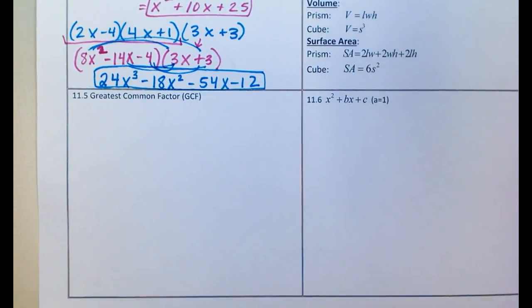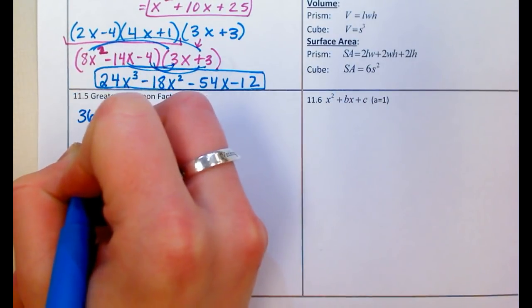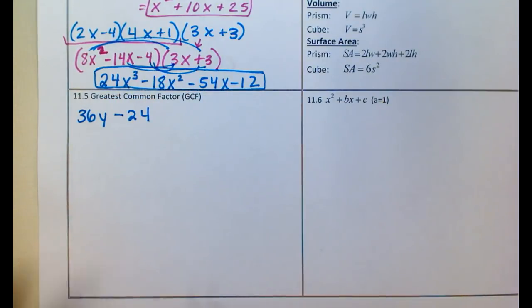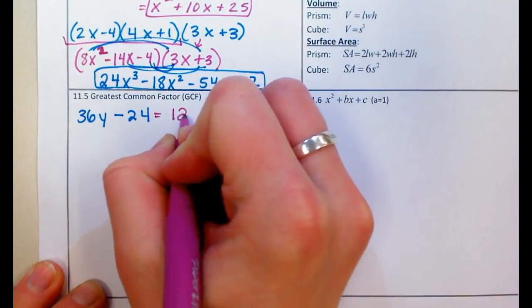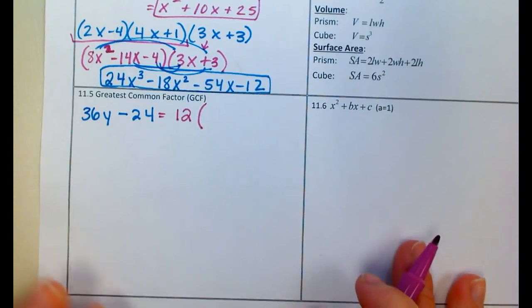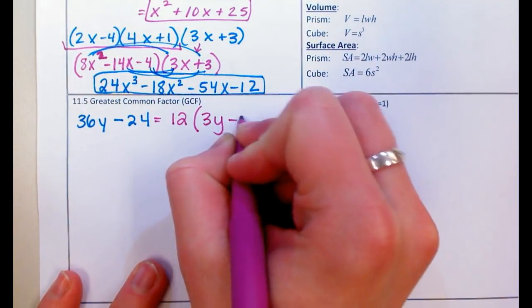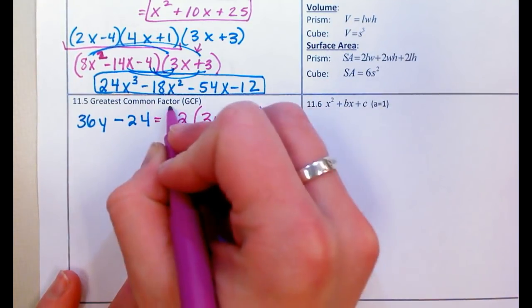Then we moved on to factoring. 11.5 was our GCF, our greatest common factor. So here we have 36y minus 24. Between 36y and negative 24, they have a 12 in common. So I can factor out a 12, which would leave behind 3y minus 2. And this is fully factored, so all it had was a GCF.